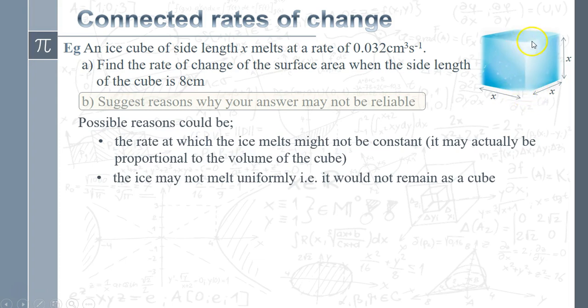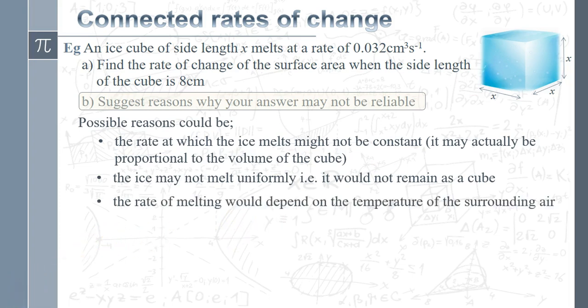So you tend to get more melting happening at corners, and you might get more melting happening at the edges rather than in the middle of the faces. So the ice isn't melting uniformly. And then also it might be the rate of melting. This value up here might not be fixed.